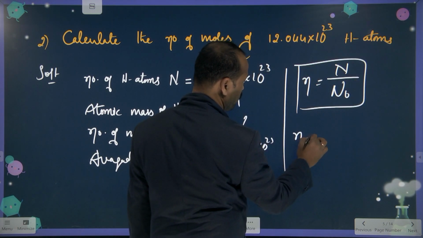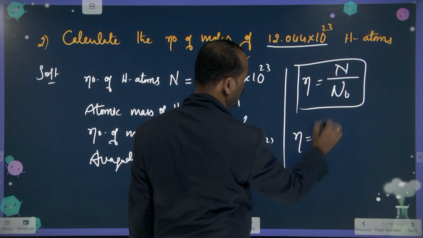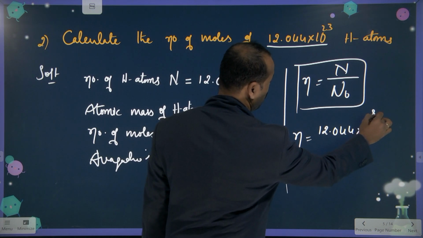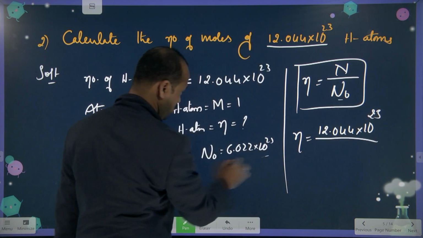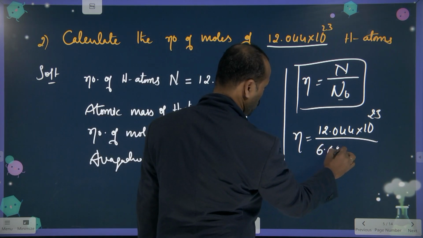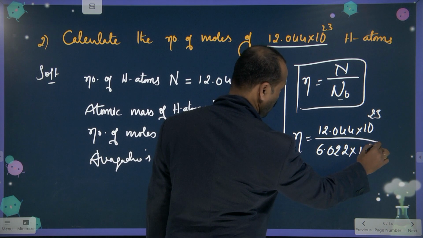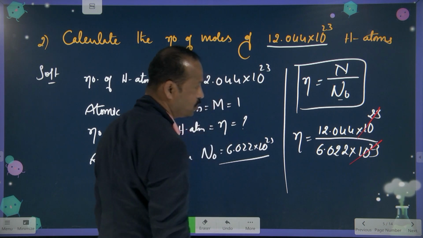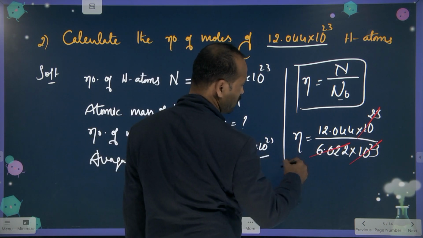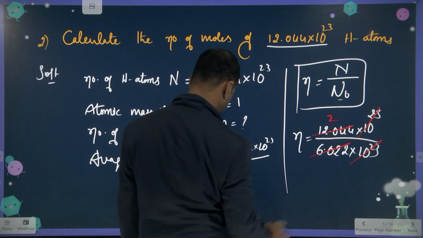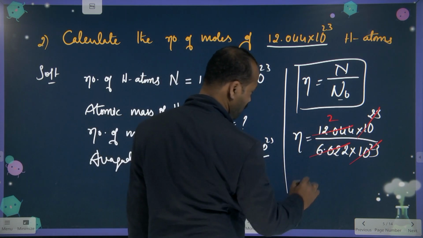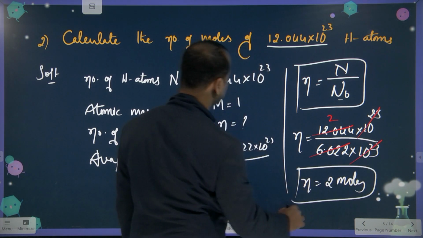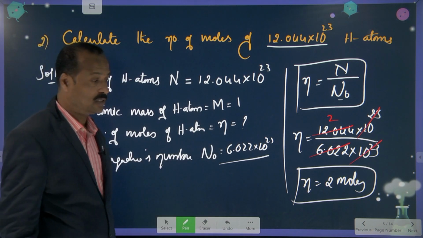Okay, so n, the number of moles, is equal to N. How many number of atoms are given here? 12.044 into 10 to the power of 23 divided by N naught. N naught is given how much? 6.022 into 10 to the power of 23. Now what you do? Cancel 10 to the power of 23, 10 to the power of 23, both numerator and denominator. Now 6.022 ones are 6, this 2s are 2. So only 2 is left here. So n is equal to 2 moles. Okay, that's all. The question is asking to find the number of moles. The number of moles is equal to 2 moles. Is this clear?